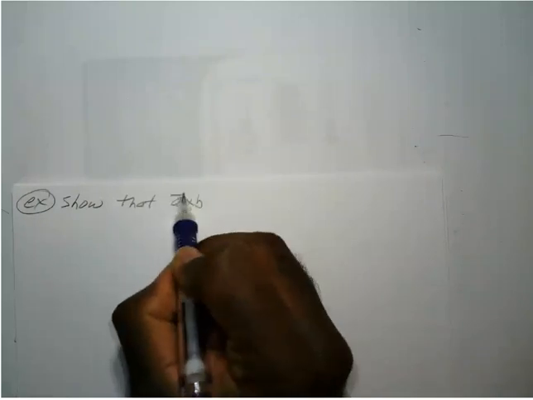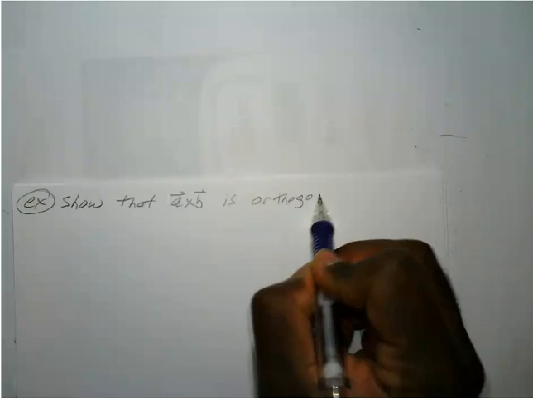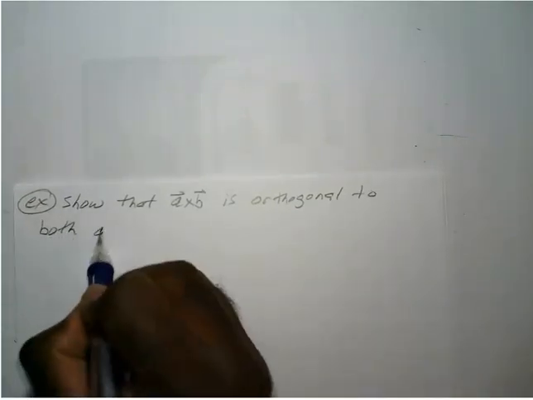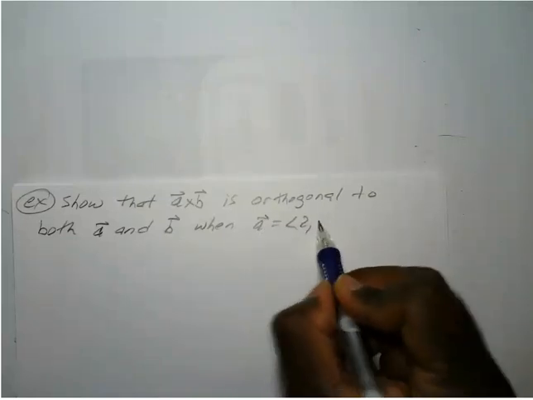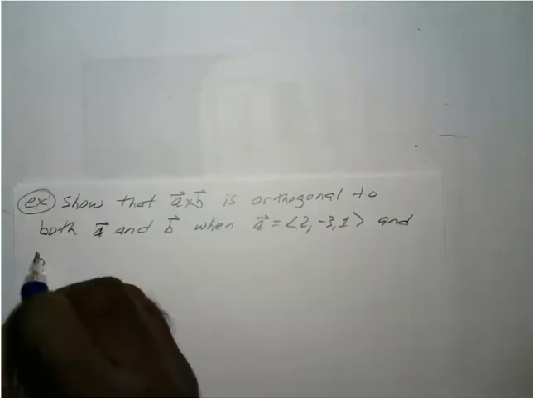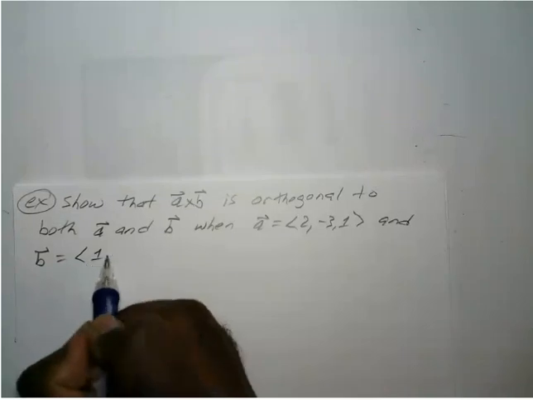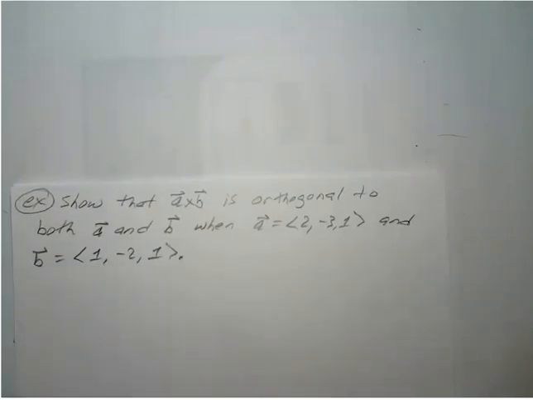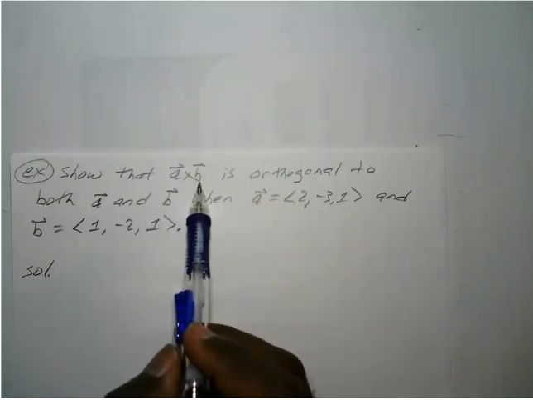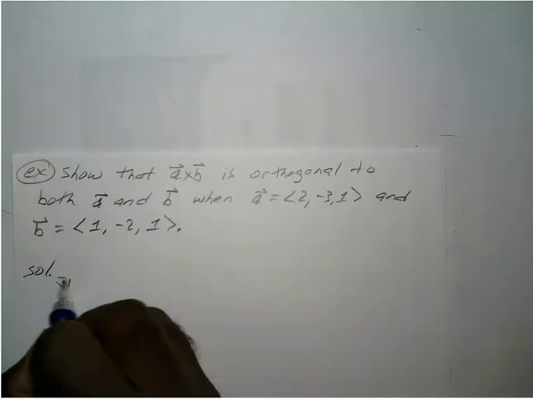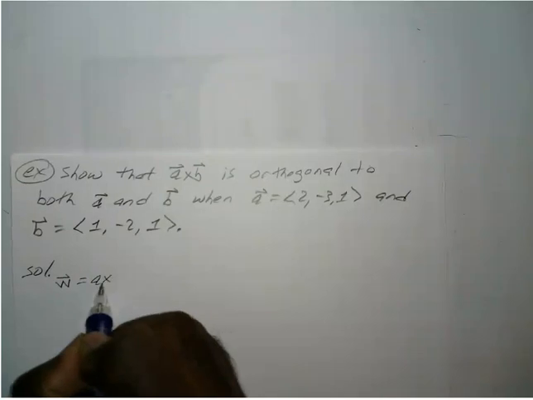Okay, so for example, we want to show that the cross product of A and B is orthogonal to both the A vector and B vector when A vector is equal to 2, -3, 1, and B vector is equal to 1, -2, 1. All right. So instead of writing the cross product of A and B over and over and over, we'll just let W vector equal our cross product of A and B.